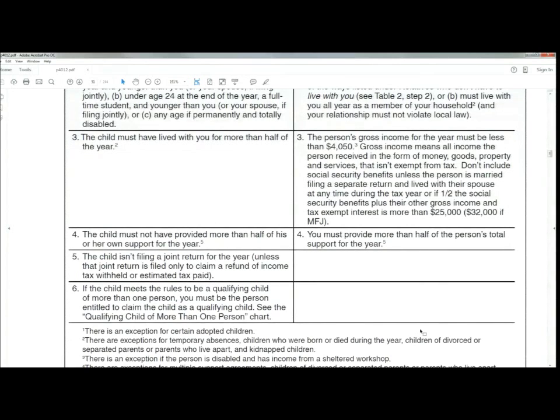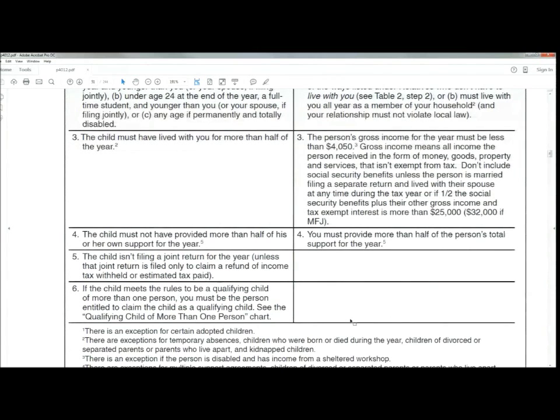The child isn't filing a joint return, and if the child meets the rules to be a qualifying child of more than one person, that person must be entitled, and we'll look at that in just a moment. What is that? That's grandma in the house, mom in the house, and baby in the house. That baby is qualifying for mom, but also for grandma at the same time. We've got to have rules to sort that out, and we do. We'll look at it briefly, and then closer with one of our scenarios. Okay, that's qualifying child.